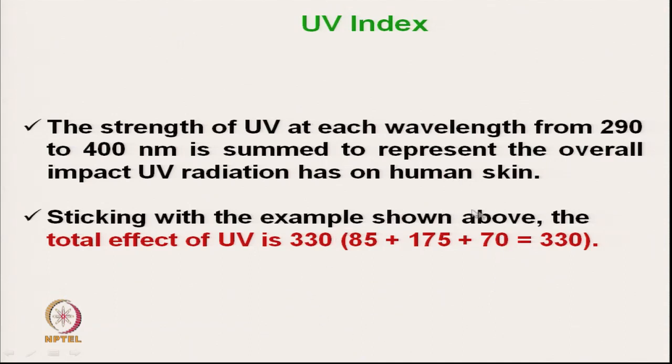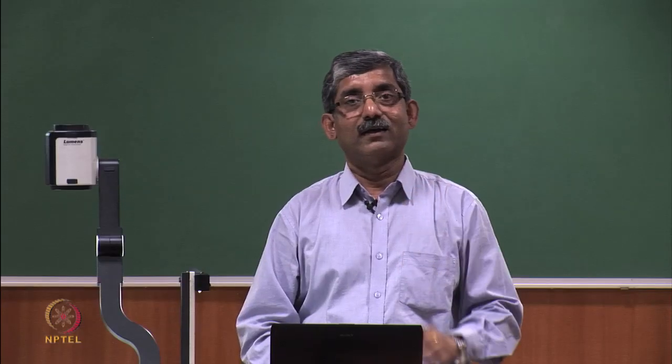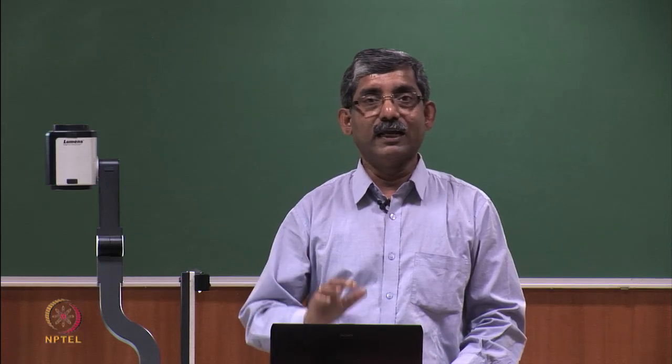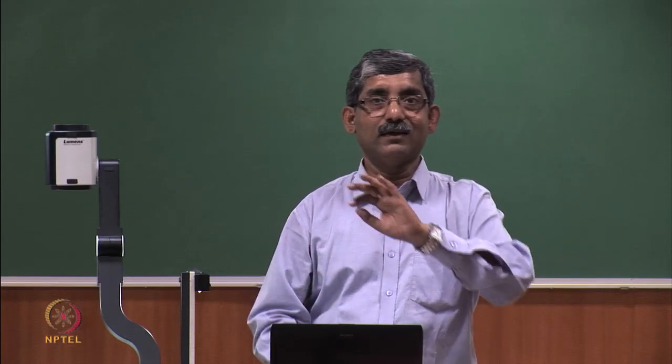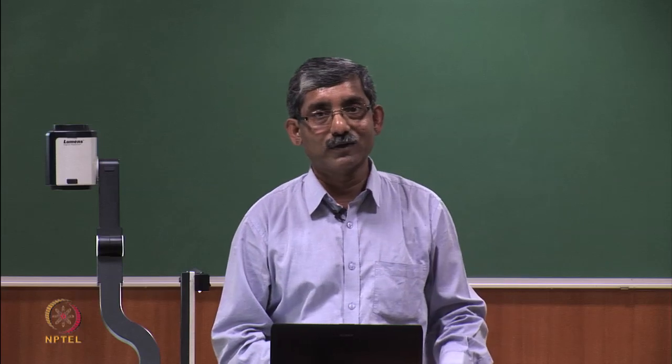So, we will simply add this. So, total effective UV is 330. So, this 330 is the total effective UV. Now, we have to take into consideration the elevation and the effect of cloud.